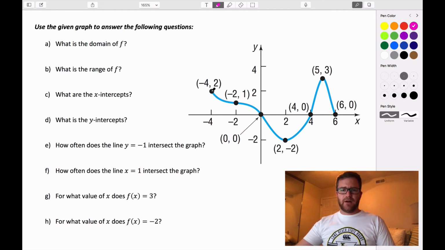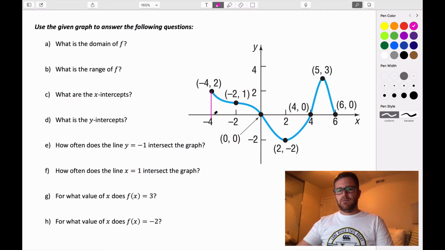So we can see that our graph stops here and stops here. So it has endpoints. It's not going on forever in both directions. So we do have a starting and a stopping point for this function. So if we're thinking about the x values, what is the starting point of our function? So we can see that it starts down here at -4. So right here, our graph starts at -4.